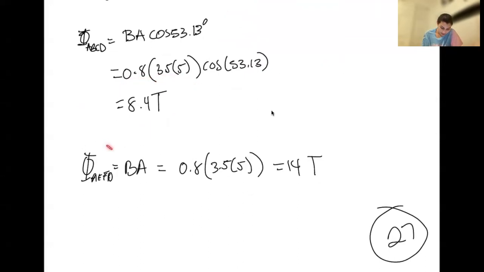Then for the one that's perpendicular to it, it's just your magnetic field times your area, and that's 14. That's the maximum that you can have.